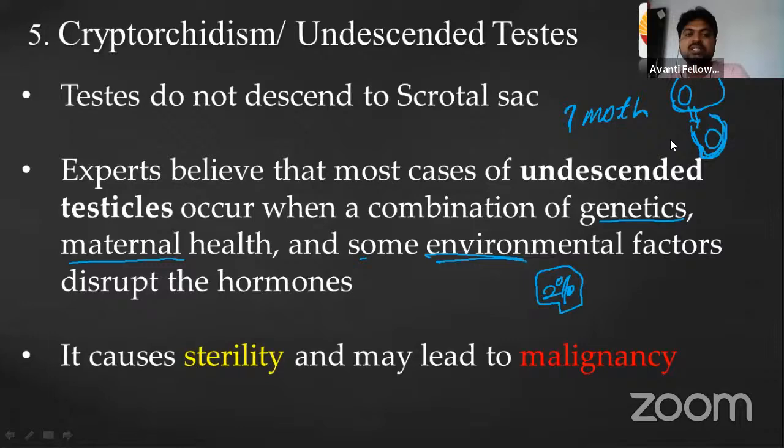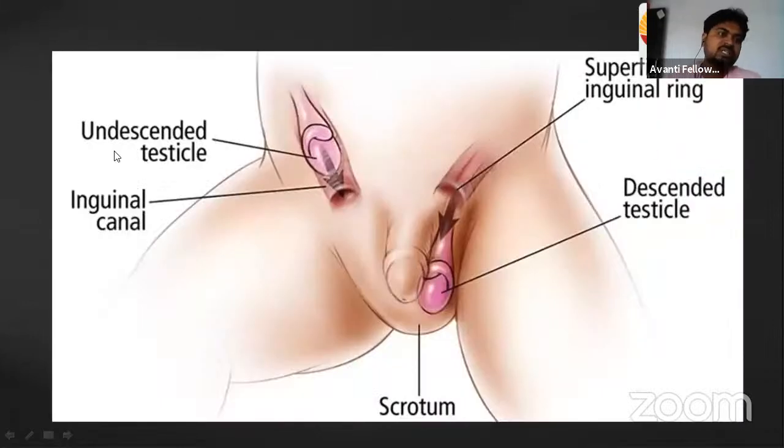You can see the diagram here. This is an undescended testicle which is present in the abdomen side. This is the inguinal canal. This is a descended or normal testicle, which will be right here.